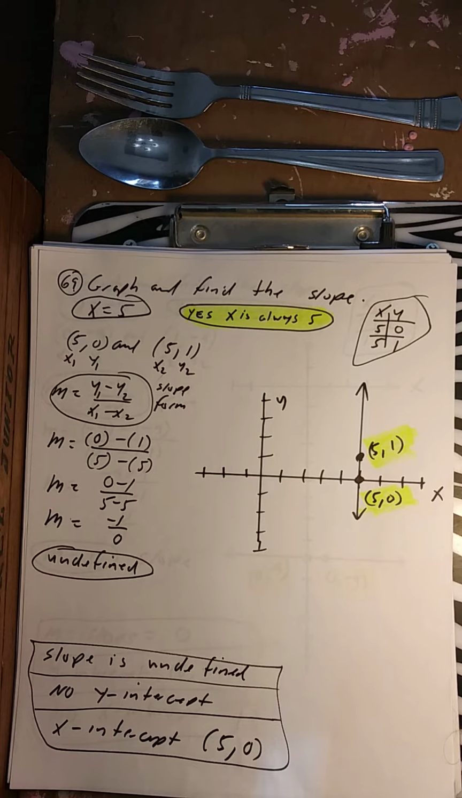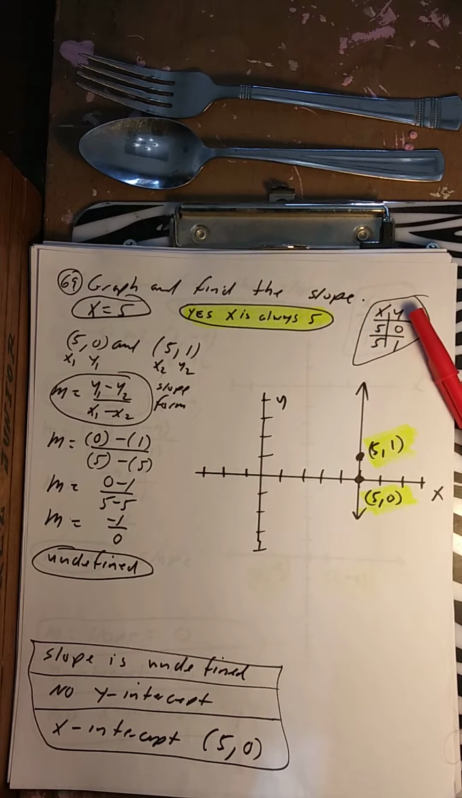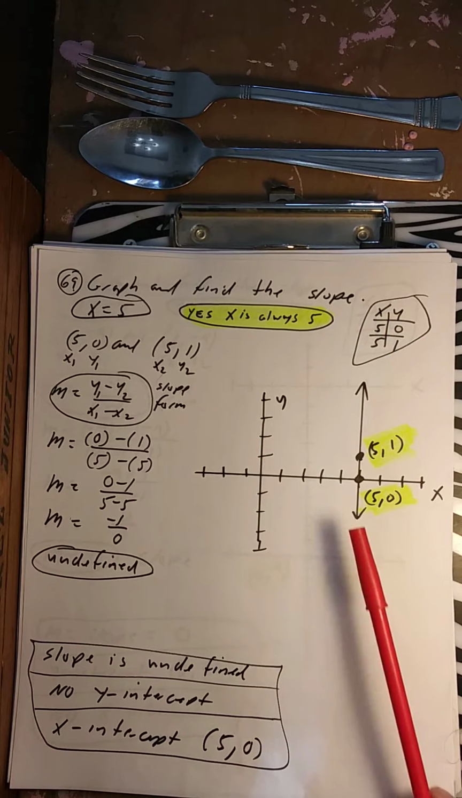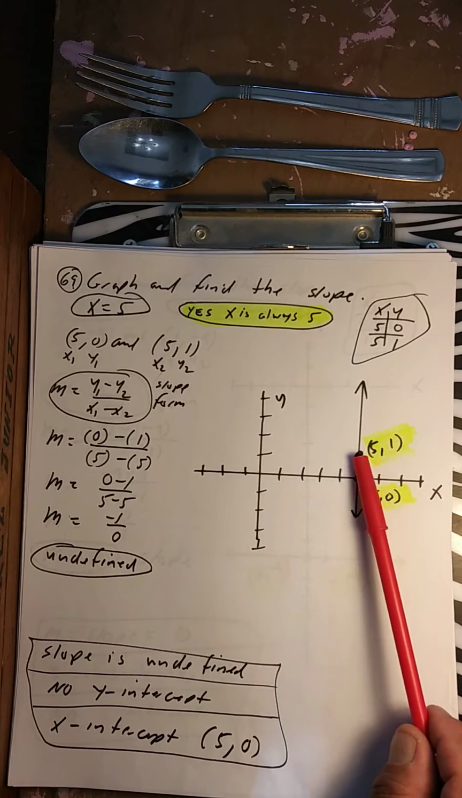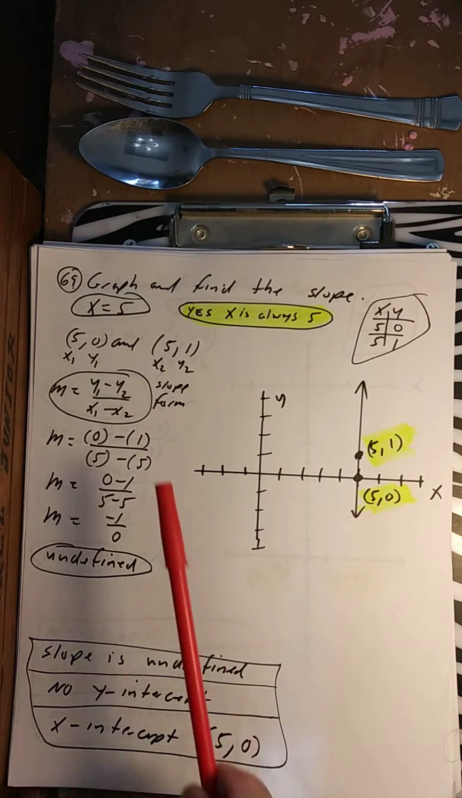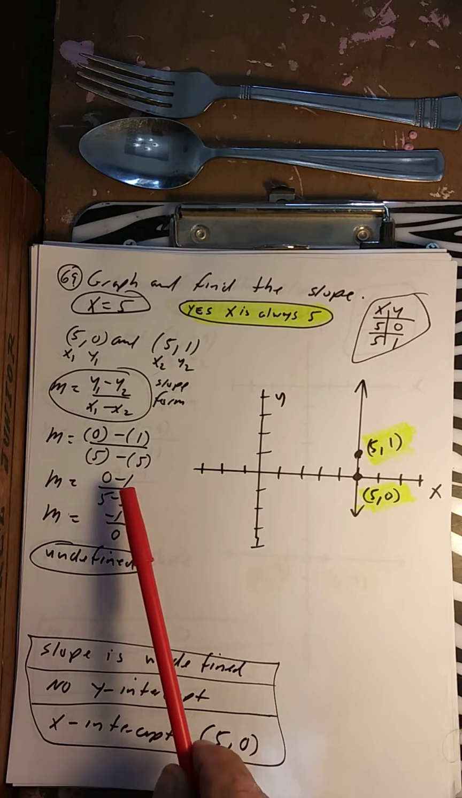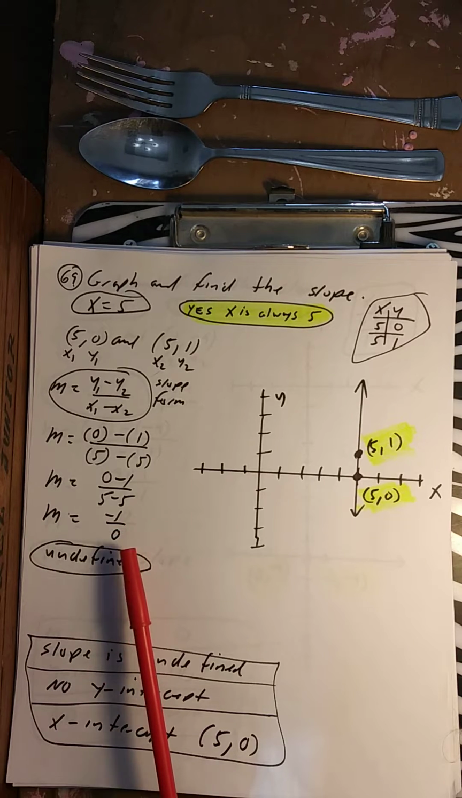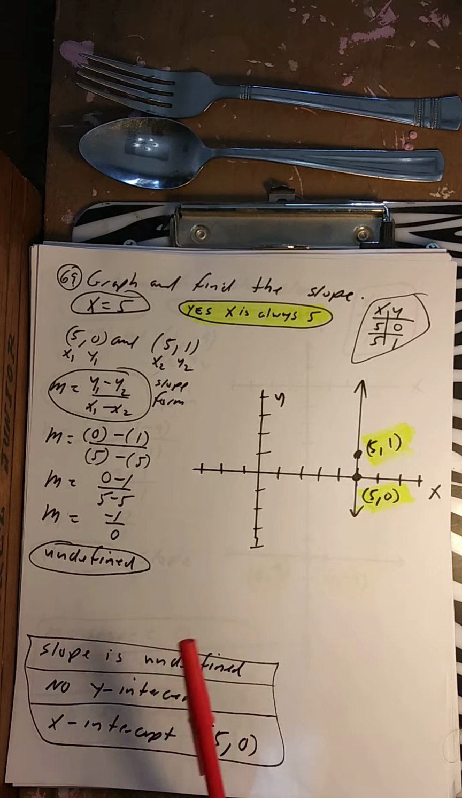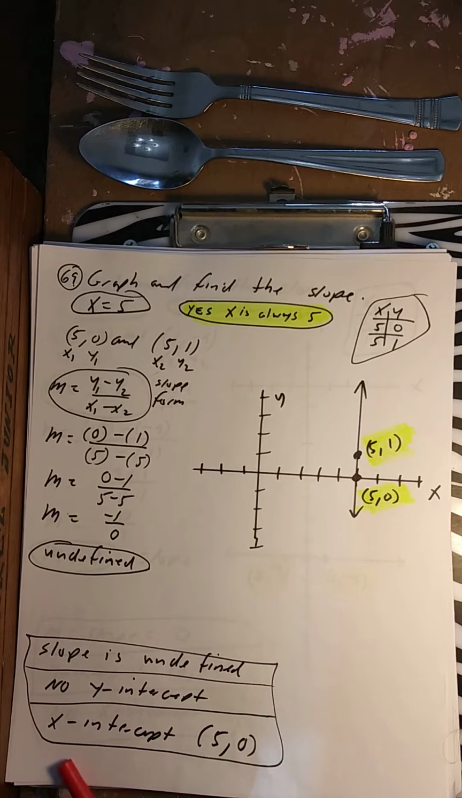Graph and find the slope. Okay, x equals 5 means x is always 5. So x is 5, 5, 5, no matter what. Well, y can be what? Anything you want it to be. It can be 0 and 1. So (5, 0), (5, 1). Let's graph those 2 points. (5, 0), and then (5, 1) up 1. So now we're going to find the slope through there. So put the numbers in there. y1, y2, x1, x2. So you're going to have 0 minus 1 over 5 minus 5. -1 over 0, undefined. Division by 0 is not possible. The slope is what? Undefined. There is no y-intercept. But there is an x-intercept here, (5, 0).